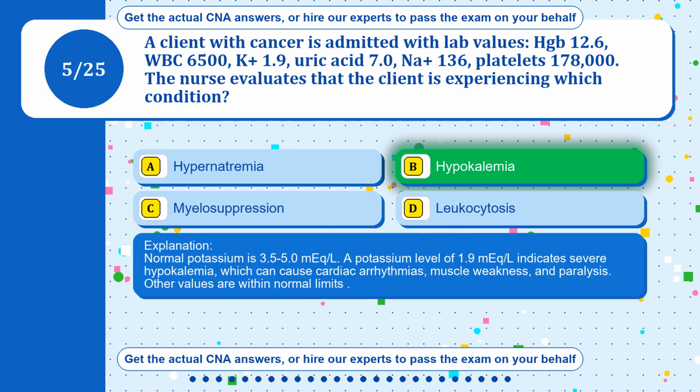Normal potassium is 3.5-5.0 mEq/L. A potassium level of 1.9 indicates severe hypokalemia, which can cause cardiac arrhythmias, muscle weakness, and paralysis. Other values are within normal limits.